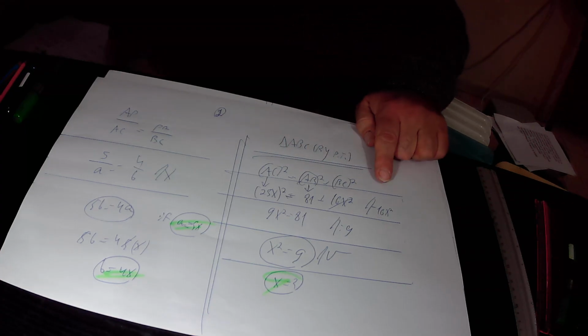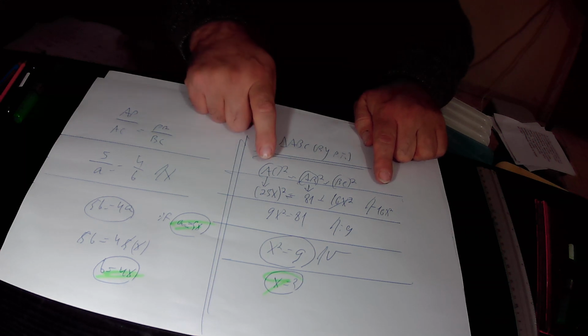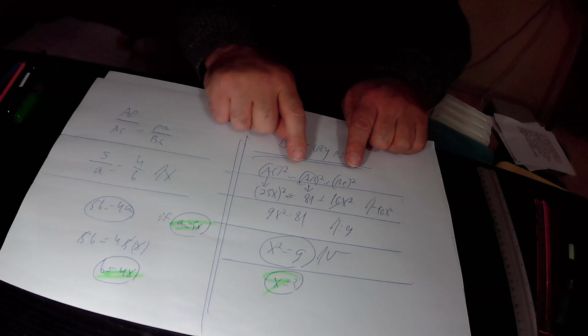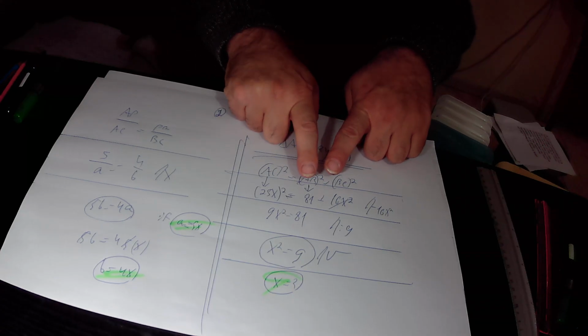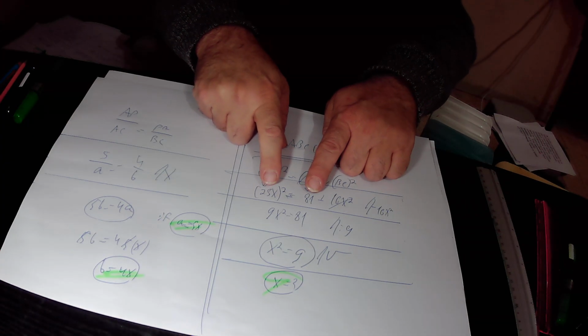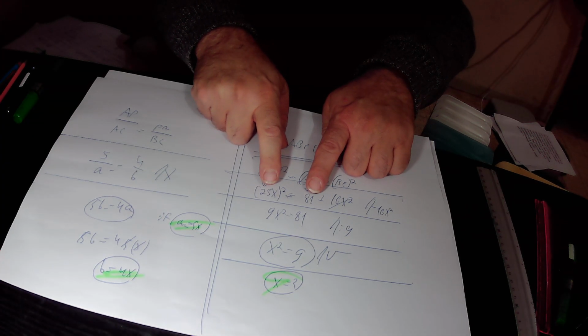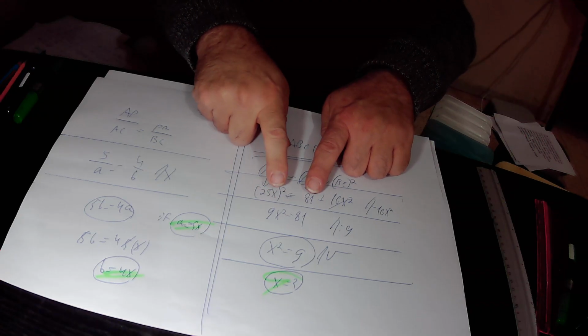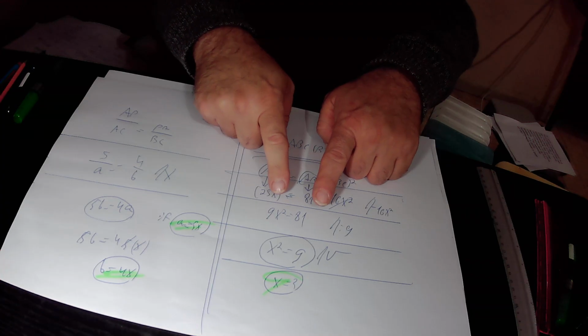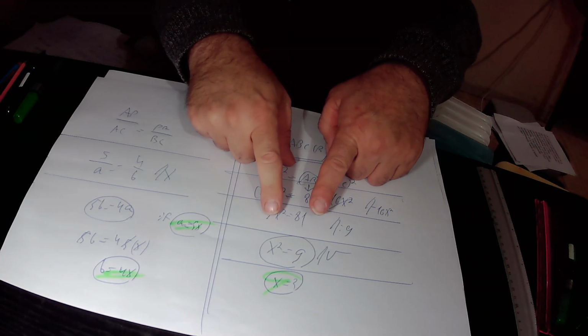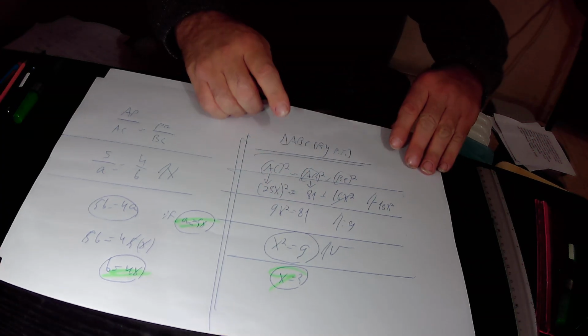We subtract 16x squared from this equation, and find that 25x squared minus 16x squared is 9x squared, equal to 81. So in total, 9x squared equals 81. Here we divide this equation by 9, so 9x squared over 9 is x squared, equal to 81 over 9, which is 9. So x squared equals 9. Taking the square root of 9, x equals 3.